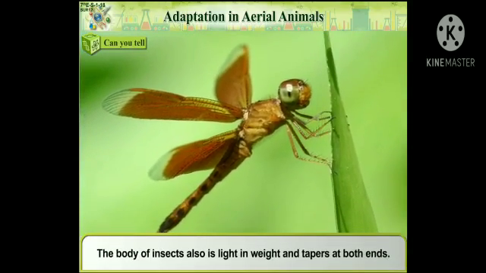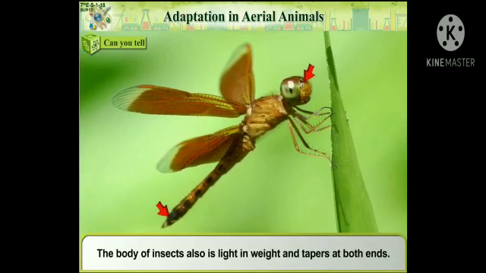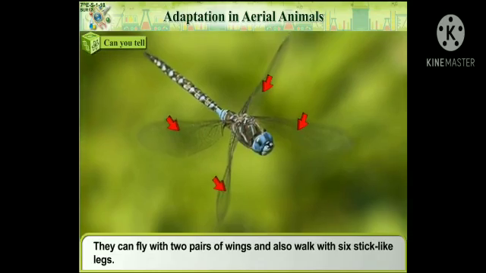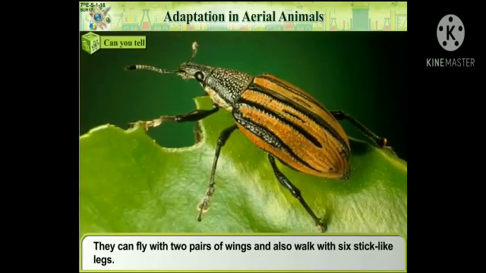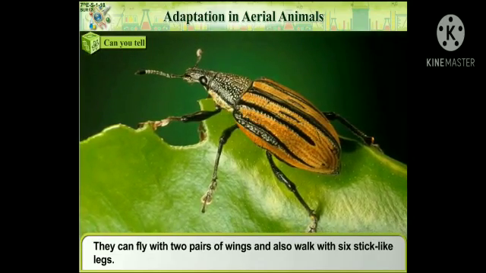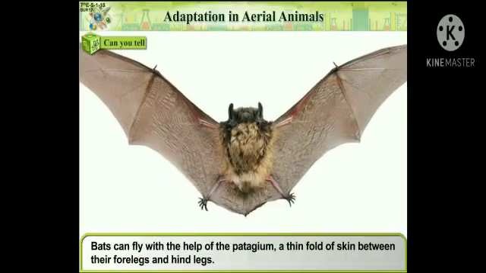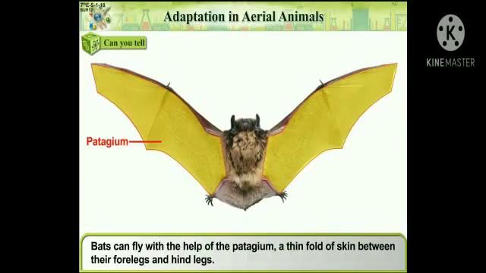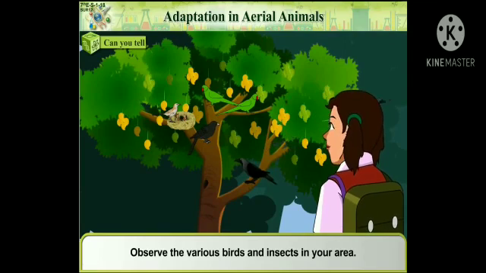The body of insects also is light in weight and tapers at both ends. They can fly with 2 pairs of wings and also walk with 6 stick-like legs. Bats can fly with the help of patagium, a thin fold of skin between their forelegs and hind legs. Observe the various birds and insects in your area.